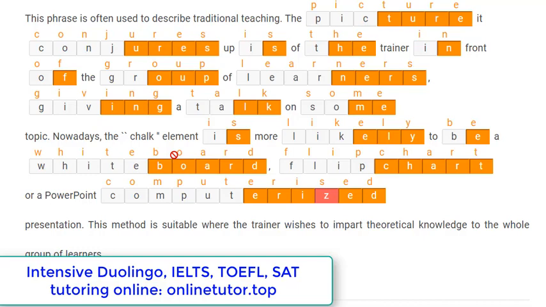Okay, practice, and practice again. This will make you more used to this Duolingo specific nature. Yeah, it's very, very important that when you go to the real test, you feel at home.